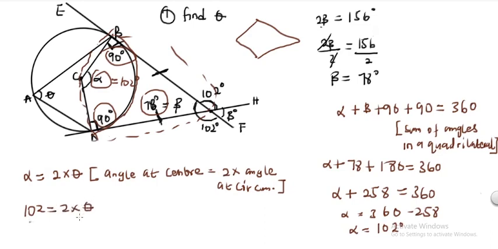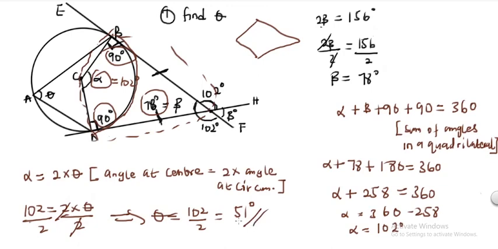2 times theta is simply 2 theta. So I can divide both sides by 2 from here. This cancels this. This would imply that theta is equal to 102 divided by 2. So 102 divided by 2 is simply 51 degrees. So the value of theta here is 51 degrees. So that's it on circle theorems.